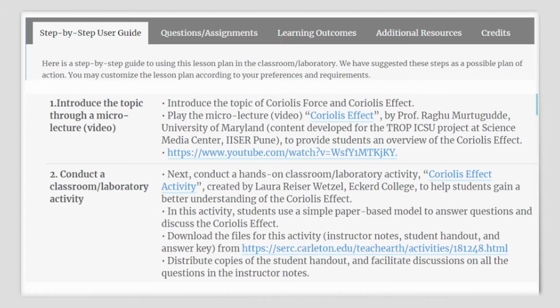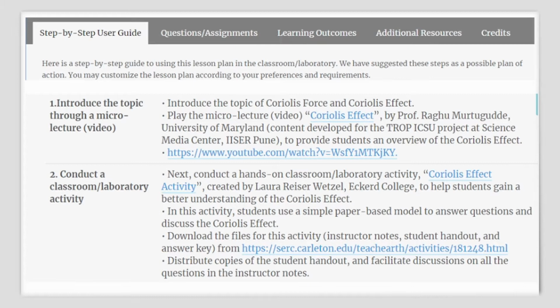Next, conduct a hands-on classroom or lab activity titled Coriolis effect activity. This has been created by Laura Rieser-Wetzel from Eckerd College, and it helps students to gain a better understanding of the Coriolis effect. In this activity, students use a simple paper-based model to answer questions and discuss the Coriolis effect.